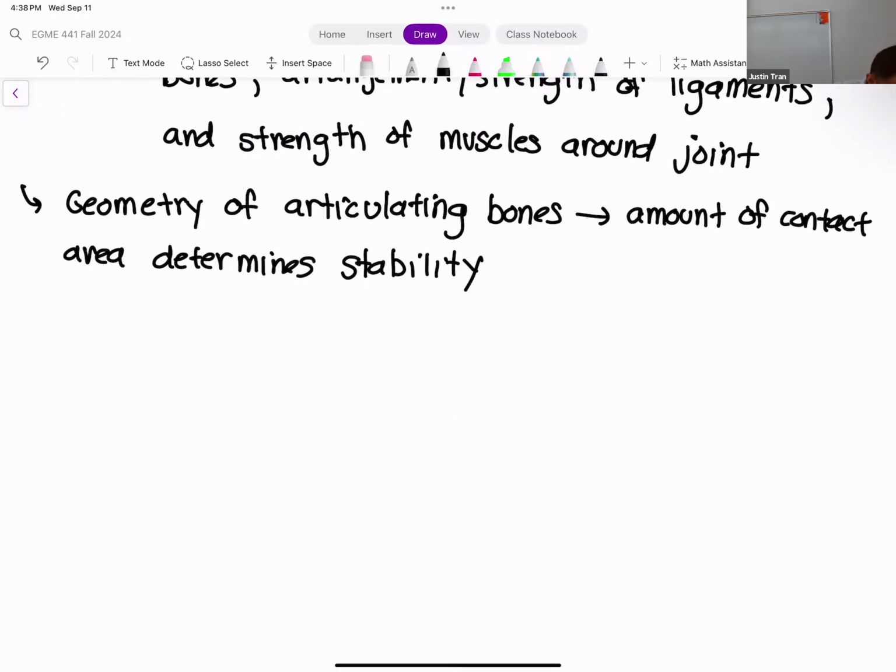Let me give you a couple of examples of two joints that have very similar motions, and in fact perform very similar roles, whereas one joint is probably the most stable joint in the body, and the other is probably the least stable joint in the body. So let's talk about the hip joint versus the shoulder joint.